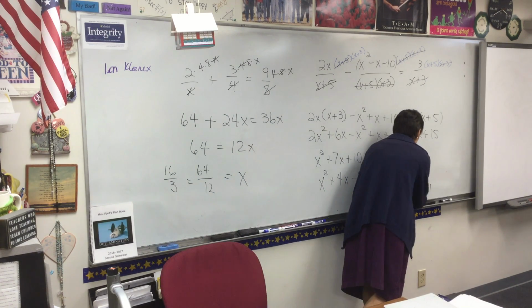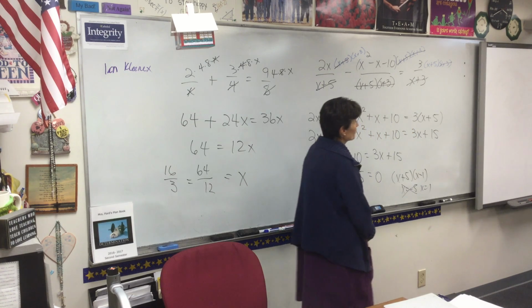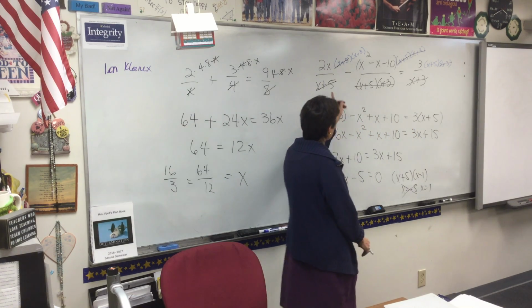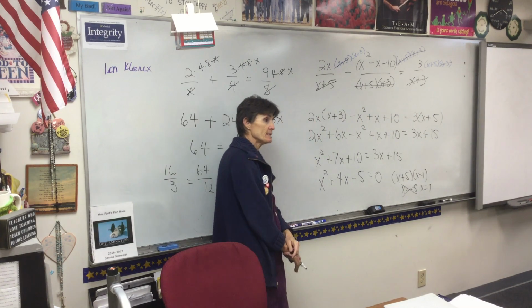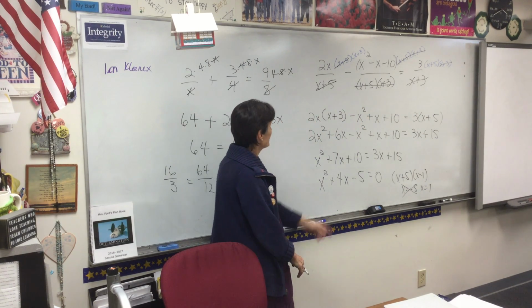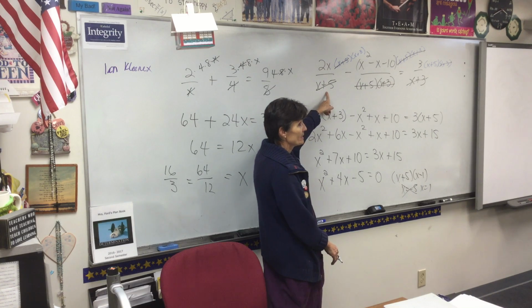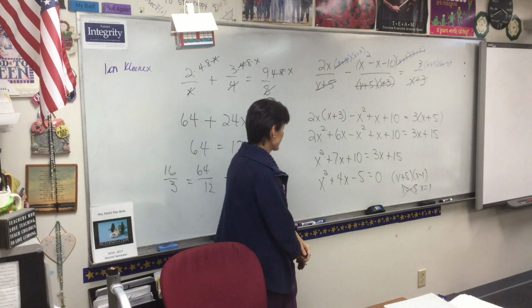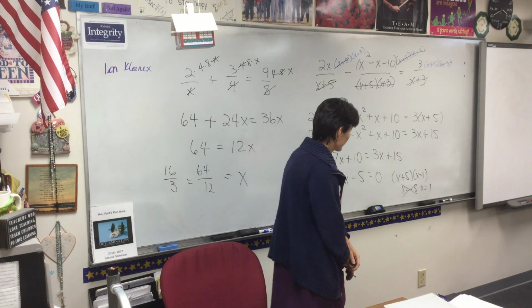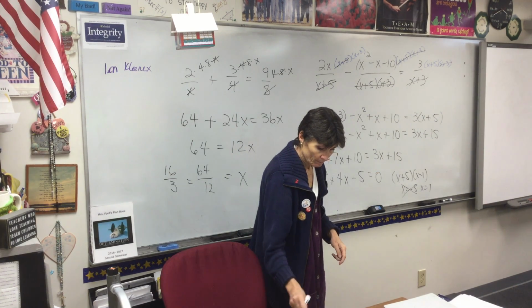Negative 5 is extraneous. Remember, after you get your answers, you always want to look back at the original and make sure that you don't get any zeros in the bottom. And if you put negative 5 in here, wouldn't you get a 0 in the bottom? So that means it's extraneous. And the only answer is 1.